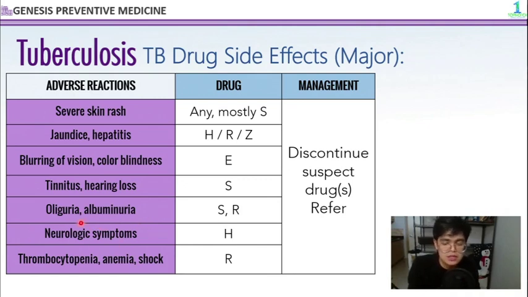Neurologic symptoms, as I outlined earlier, from one spectrum of peripheral neuropathy, benign peripheral neuropathy, to grand mal seizures, can be experienced with isoniazid, and shock symptoms can be seen with rifampicin. And for all major TB drug side effects, the management is to discontinue the suspect drug and to refer to a specialist. Okay, that's it. It's easy to memorize the management for these.